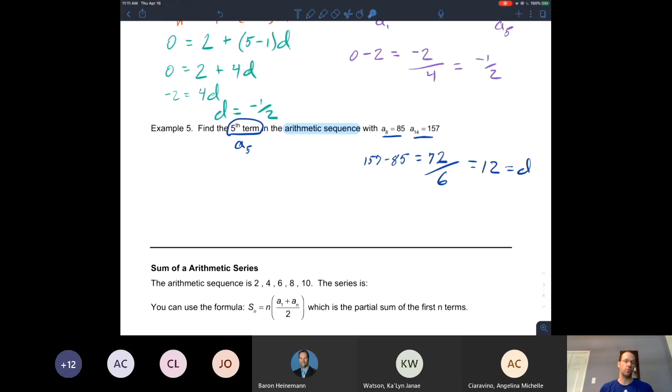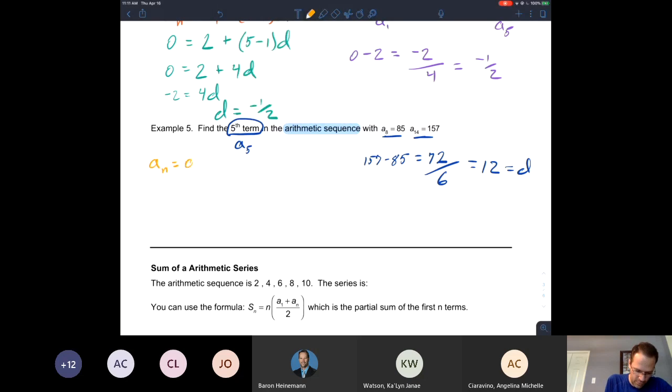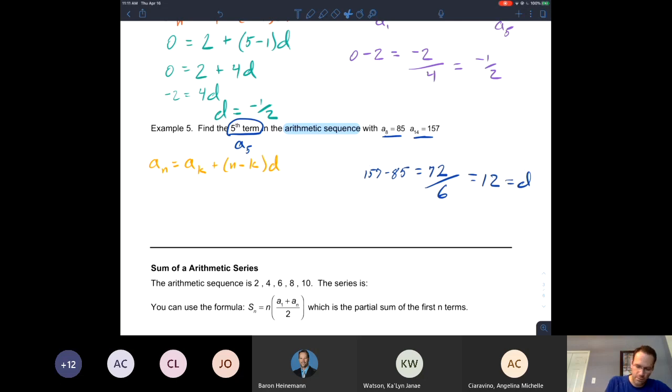If you wanted to use the formula, then a sub n is equal to any previous term plus n minus k times the common difference. I'm using the formula to find d. So I'm going to say that a sub 14 is my a sub n, and a sub 8 is my previous term, a sub k. All right, that means k is 8 and n is 14.